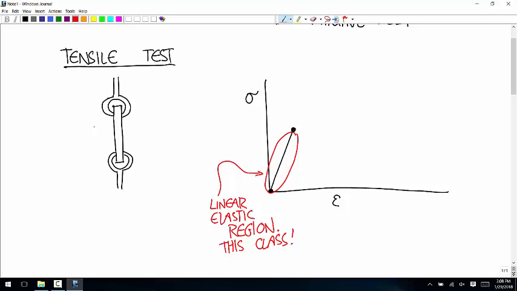After this, it starts to undergo a plastic deformation, and it usually starts out something like that. So initially, it just starts to become a little nonlinear. You know, from this point on, all the deformation is permanent. So that's a plastic deformation.